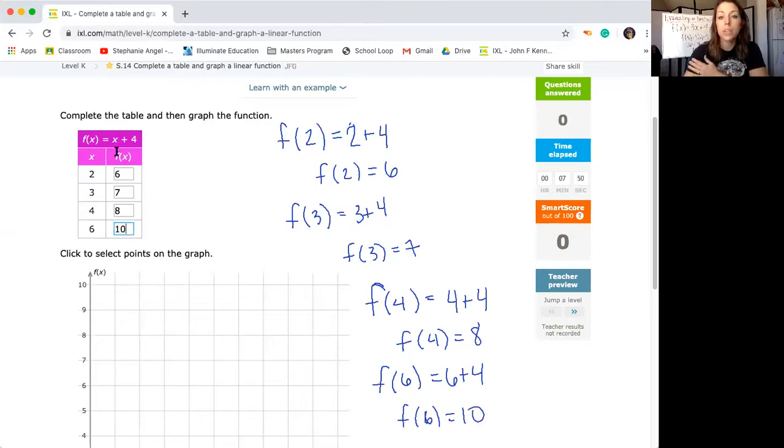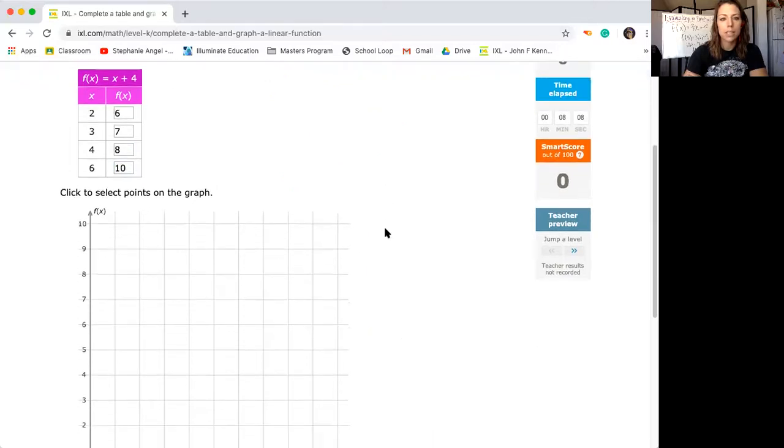Now notice that there's a pattern that happens here. If you take the x value and you add 4, you end up with the f of x value. 2 plus 4 is 6, 3 plus 4 is 7, 4 plus 4 is 8, 6 plus 4 is 10. That's because the relation here, the function here, is that you're adding 4 each time. So I'm going to get rid of all my drawings and come down here.